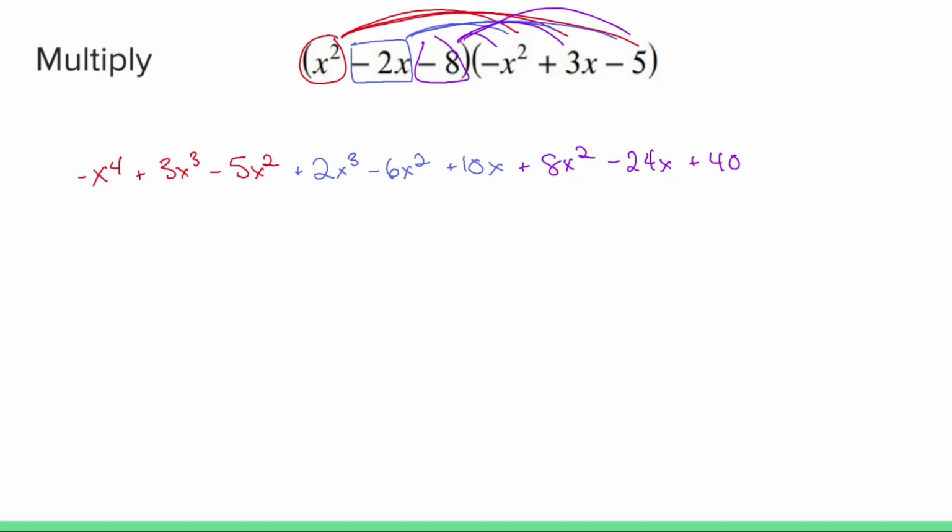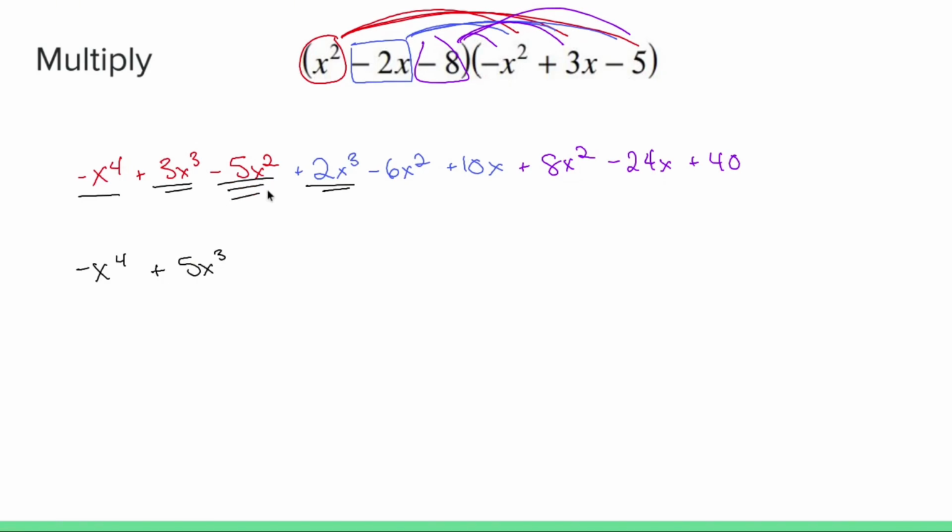Now, there's going to be combining like terms. Is there anything like negative x to the fourth? Nope. Is there anything like regular 3x cubed? Yep. How about 2x cubed? Okay, combine those, and that gets you 5x cubed.